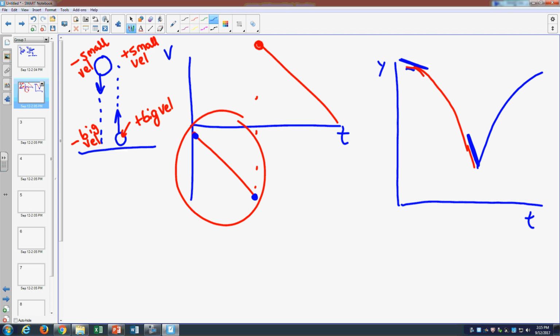Okay? You need to be able to go back and forth between these. The value for the slope is represented on the v versus t graph, and vice versa. The value for the v versus t gives the slope, whether it's positive or negative or big or small.